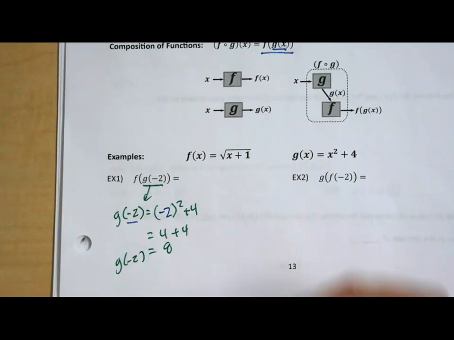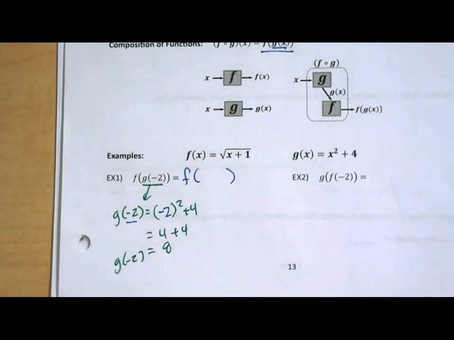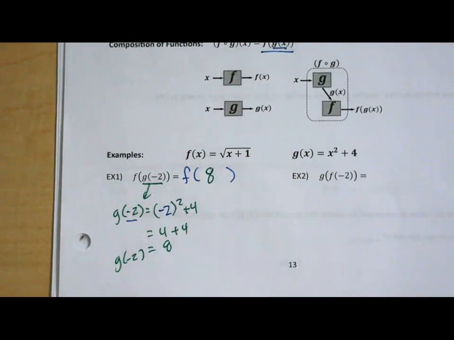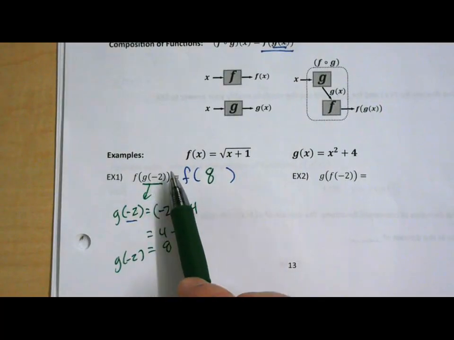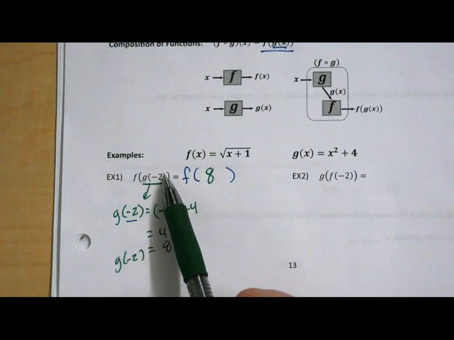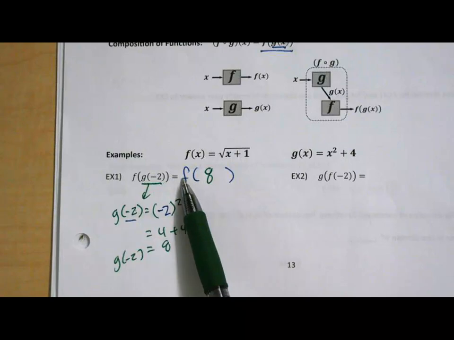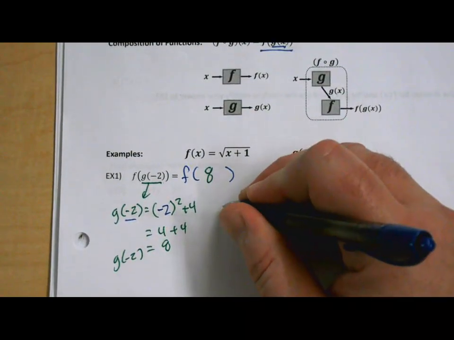So what I'm going to do now is rewrite this, but I'm going to leave the g of negative 2 out because I now have something I can substitute in for g of negative 2. What is g of negative 2 equal to? It's equal to 8. So I started on the inside, I put the negative 2 into the g function first, I got my answer, it was 8, and now that 8 is replacing the g of negative 2. Now the 8 is going to go into the f function, and then we'll be good to go. So let's find f of 8.